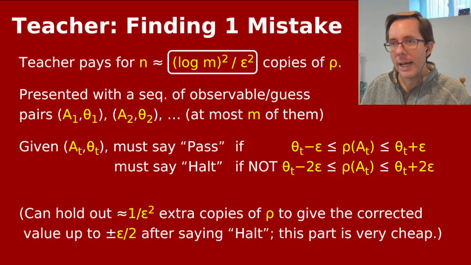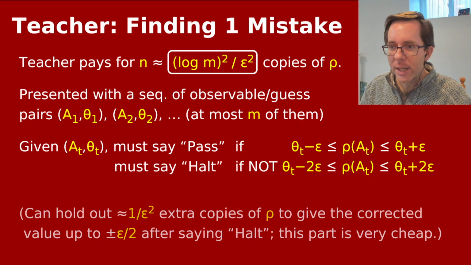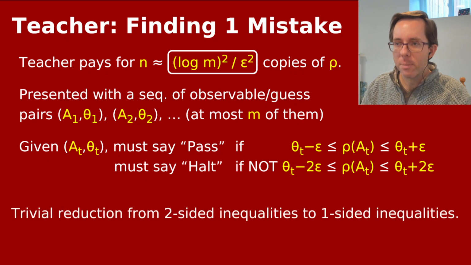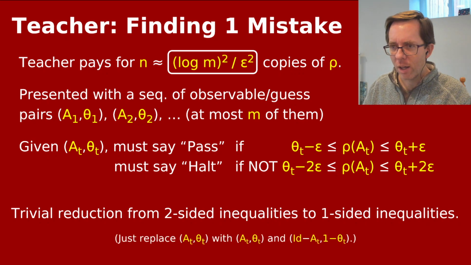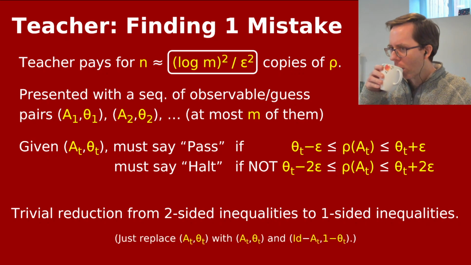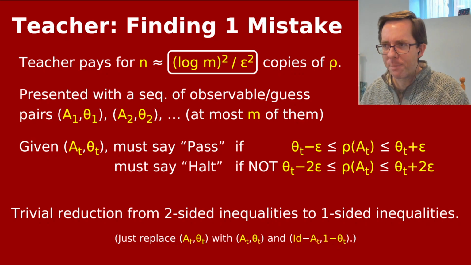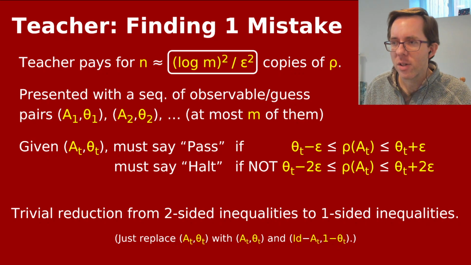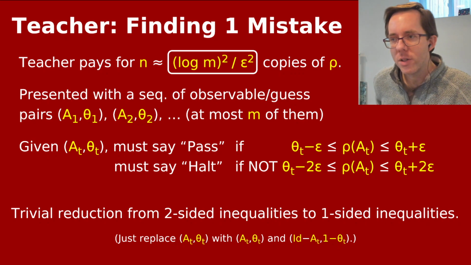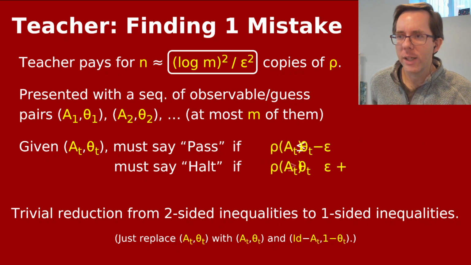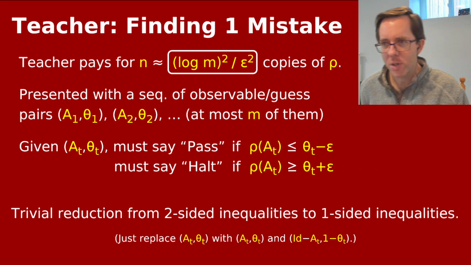Okay, so the teacher's task here is a little bit complicated, but we can make it a bit simpler. Here, the teacher's task involves two-sided inequalities, but there's a simple reduction from two-sided inequalities to one-sided inequalities. I put it there on the slide. You can take a look at it. But basically, if the teacher can solve the one-sided version of this problem, it's easy to do the two-sided version as well. So we can make the teacher's task look a little bit simpler like this.